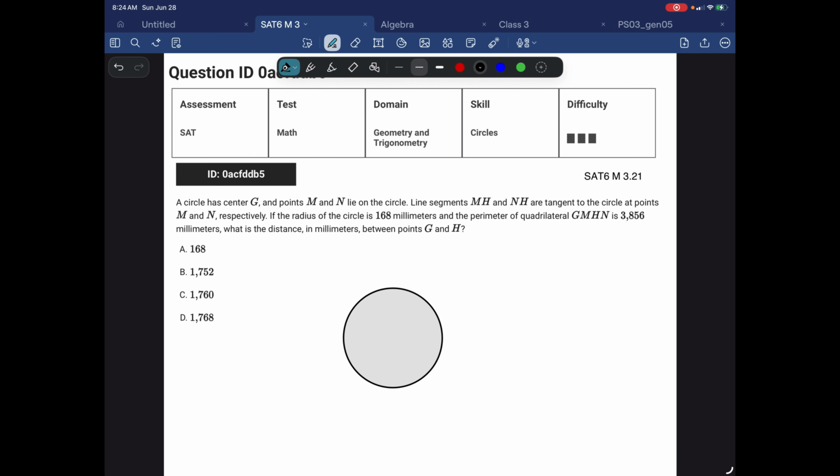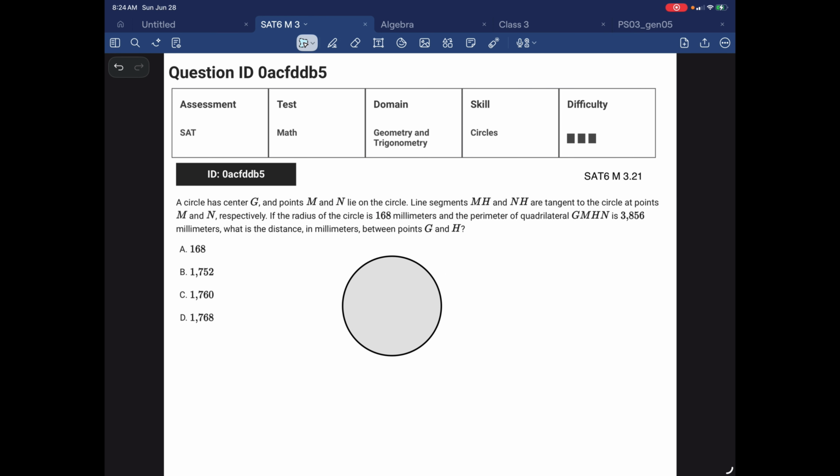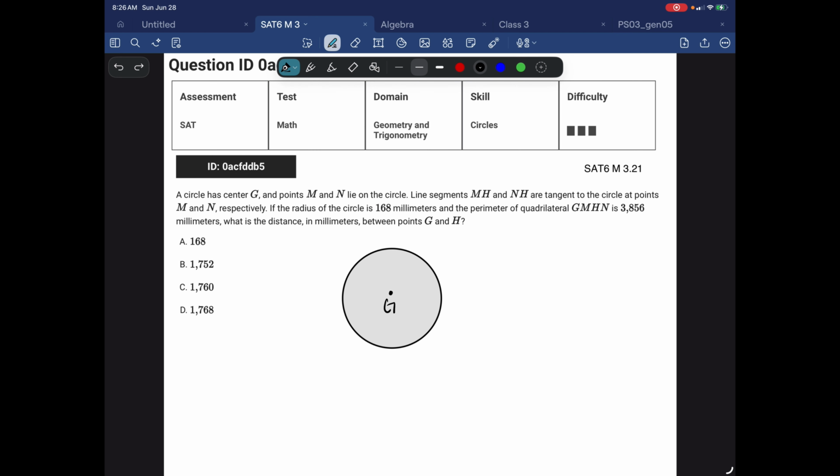We have this circle, center is G. And points M and N lie on the circle. So I'm just going to put M here. And we could do N here. Line segments MH and NH are tangent to the circle at point M and N respectively. Okay, so we have a line tangent and they both meet up at H. So we have something like this, essentially. And they meet at that common point H.